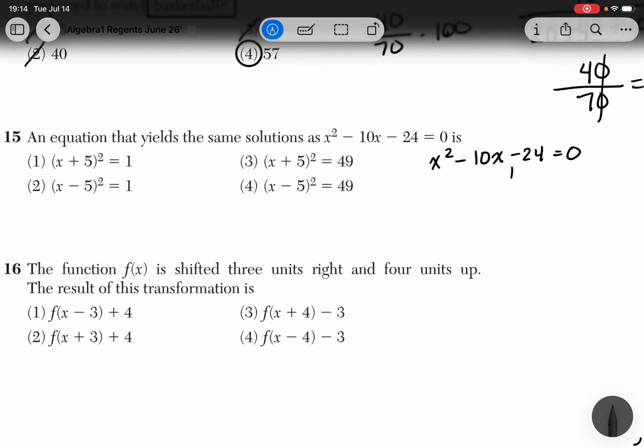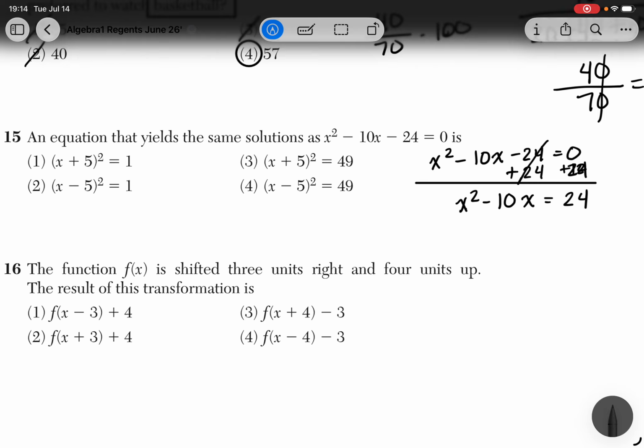So first things first, we're going to add 24 to both sides to move that 24 on over. For some reason, my brain is saying different things to my hand. So we're left with x squared minus 10x equals 24.